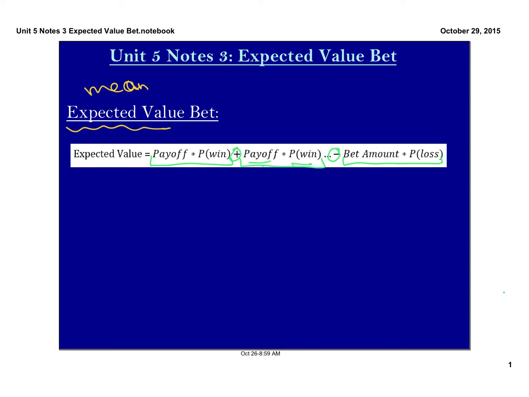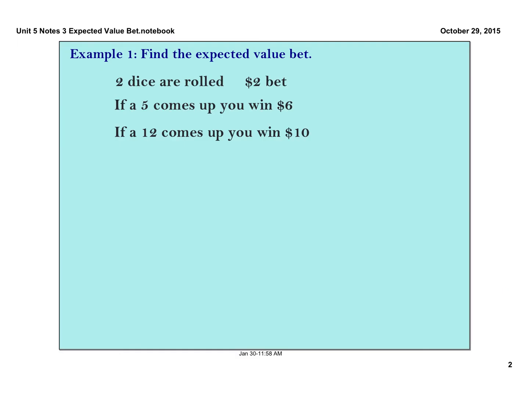Yesterday we talked a little bit about multiplying fractions together. Here's where that's going to come into play, because you're going to have a fraction times the probability, then a fraction times the probability, then a fraction times the probability. You're going to be adding and subtracting those all together. Let's take a look at number 1.